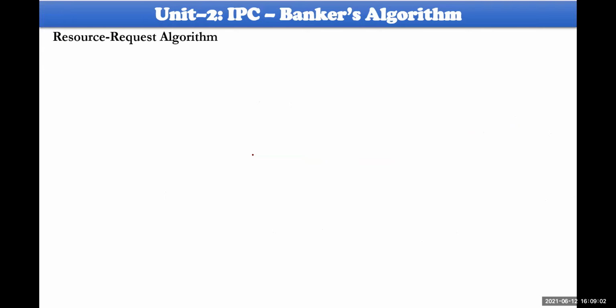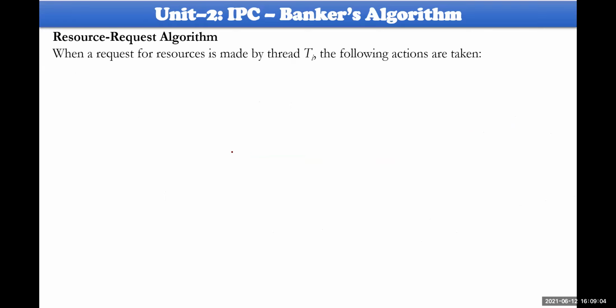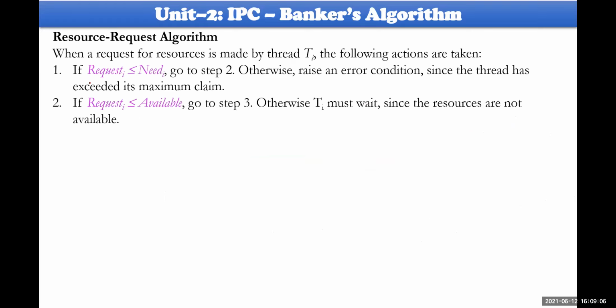So here, resource request algorithm. ఈ request algorithm ఎలా ఉండాలి? So request of I is less than the need. అవసరం ఎంతైతే ఉందో దానికంటే కొంచెం తక్కువగా రిక్వెస్ట్ చేయాల్సి ఉంటుంది. ఆ తర్వాత request of I is less than or equal to available.